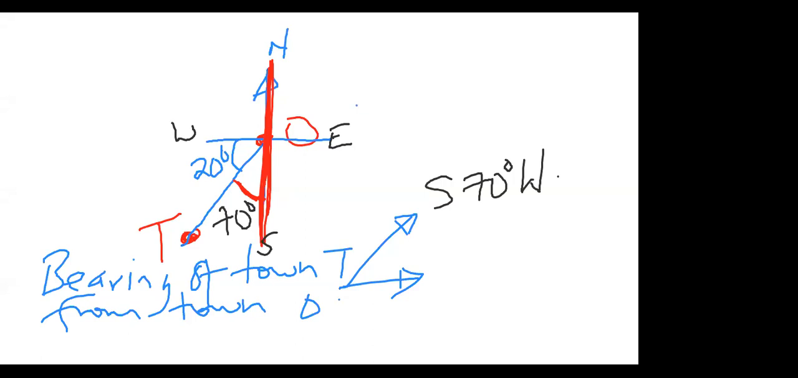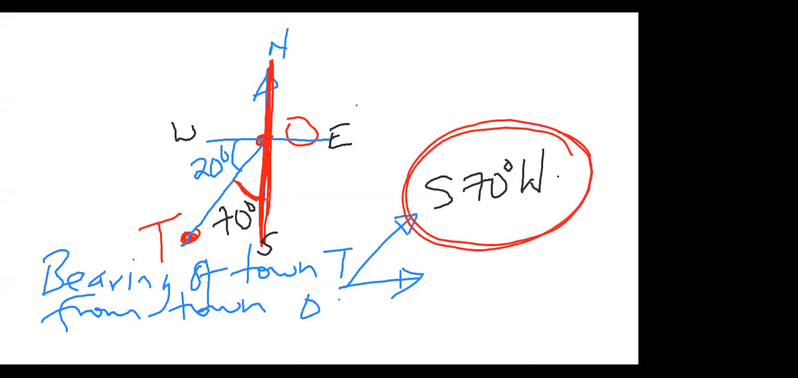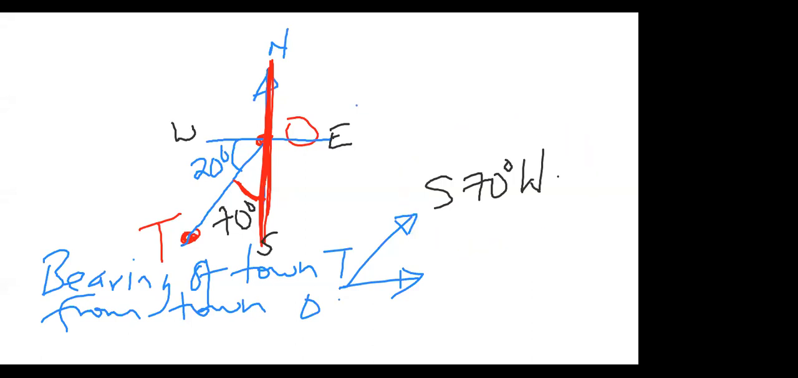So you simply measure the angles from the north-south line, and then you add the angle there, and then either east or west. In other words, when you're using this method of reading the bearings, you begin from the south and measure 70 degrees going to the west.